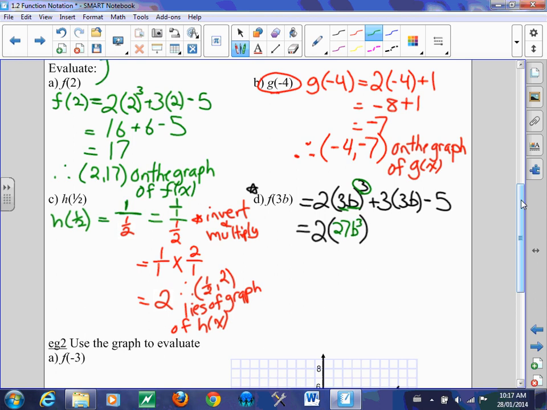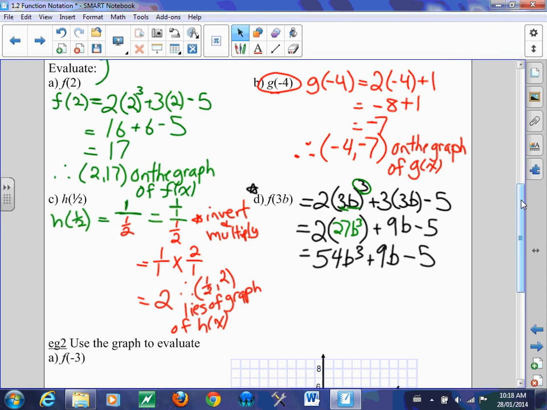People would write that down as either 9b cubed or 3b cubed and forget that that exponent affects the coefficient as well as the variable. All right, glad we've cleared that up. Plus 9b minus 5. And lastly, ladies and gentlemen, we got 54b cubed plus 9b minus 5. And we can't collect any like terms, so we are done with that question.